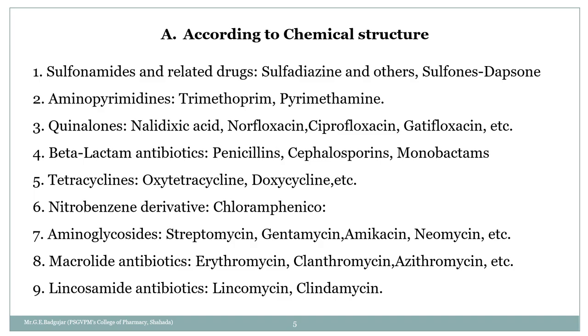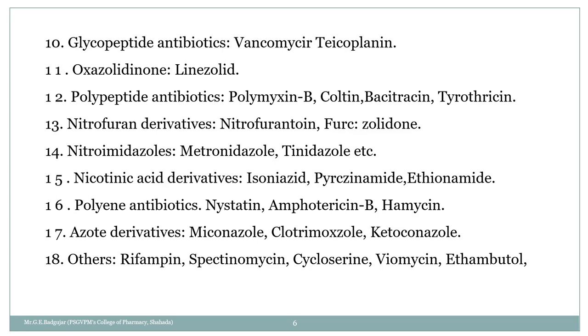Fifth class, tetracyclines like oxytetracycline. Sixth class is nitrobenzene derivatives like chloramphenicol. Seventh class is aminoglycosides like streptomycin, gentamicin. Eighth, macrolide antibiotics like erythromycin, azithromycin. Next class is lincosamide antibiotics like lincomycin, clindamycin. Tenth class according to chemical structure is glycopeptide antibiotics. Again we can also classify it as oxazolidinedione like linezolid. Next class is polypeptide antibiotics like polymyxin B, bacitracin.